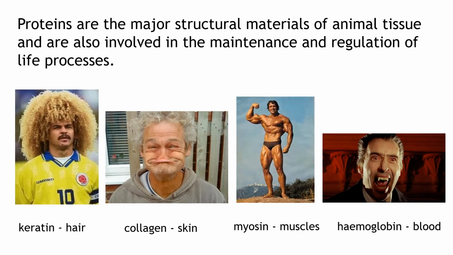So proteins have various roles in living things, such as structural functions, such as keratin in hair or collagen in skin. Muscle fibers can be made out of proteins called myosin, and also in our blood, the hemoglobin in our blood helps carry the oxygen around our body.